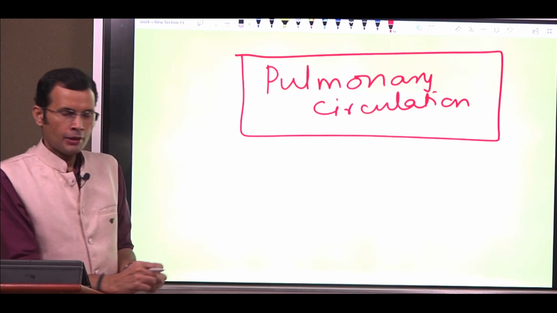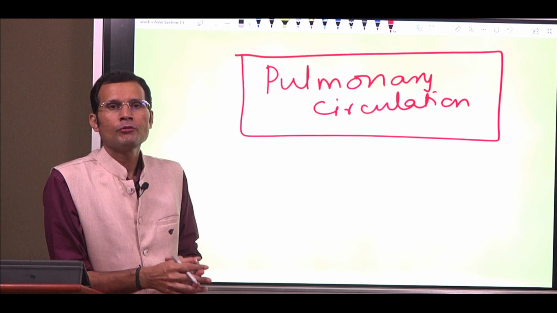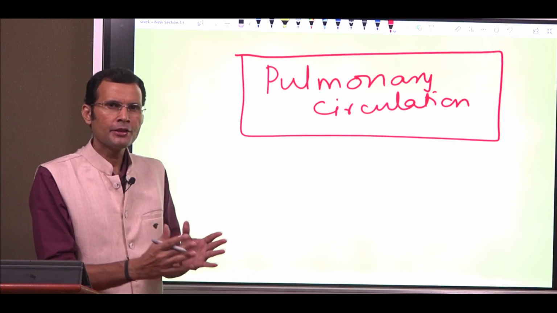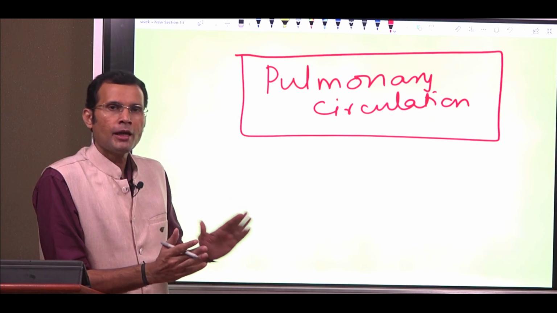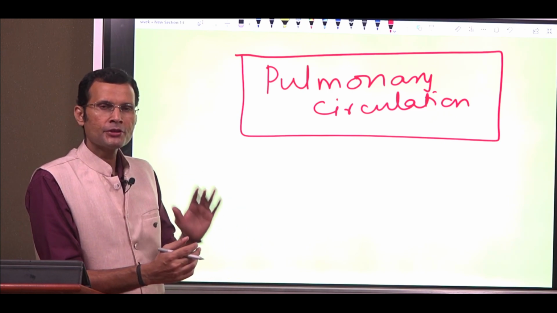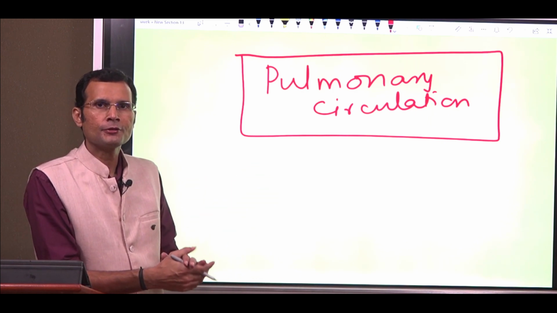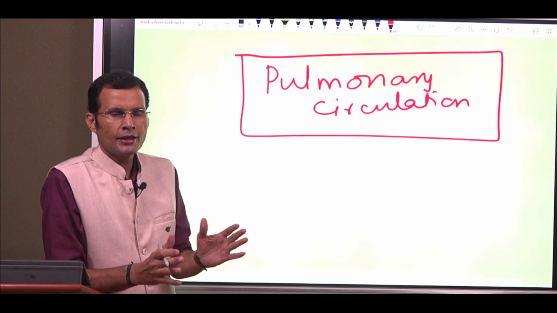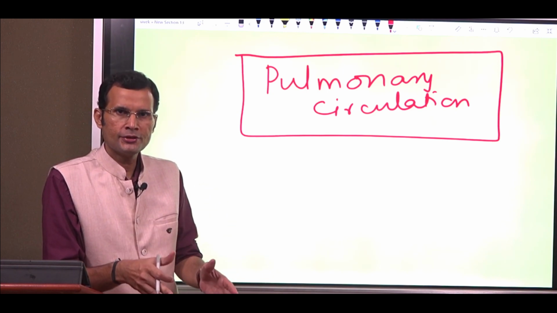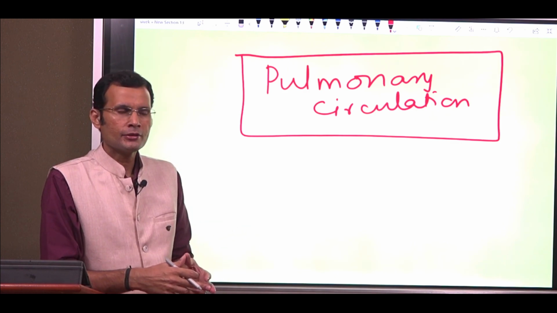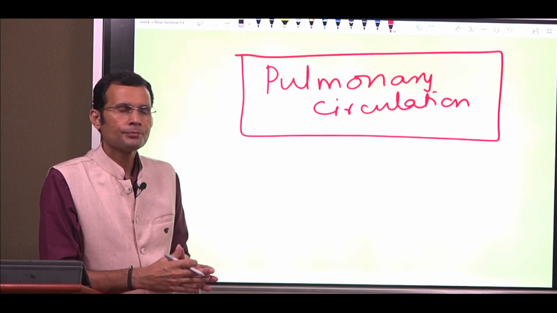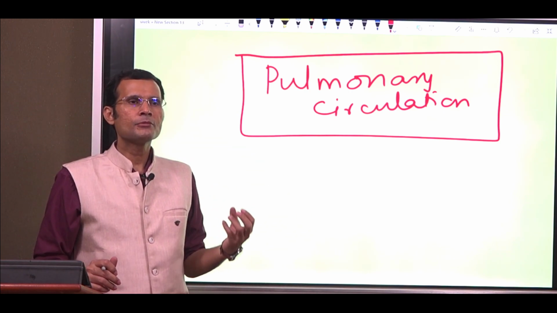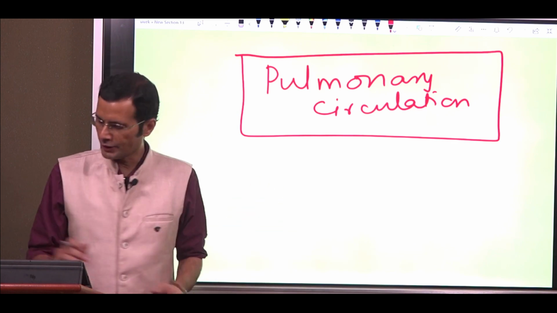Hi, in the next one or two videos, we will be discussing the pulmonary circulation. I'll split it into two parts. The first video will deal with the special characteristics of the pulmonary circulation. And in the second video, we will be discussing the pulmonary vascular resistance and its clinical application like pulmonary hypertension. So let's start with the first part, the pulmonary circulation and some special features of the pulmonary circulation.